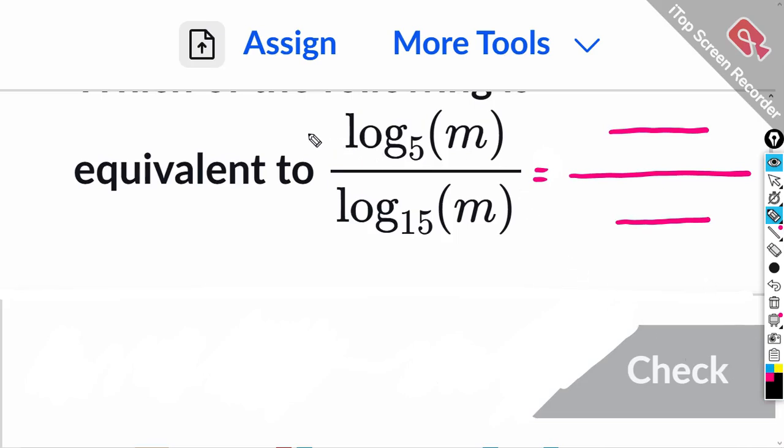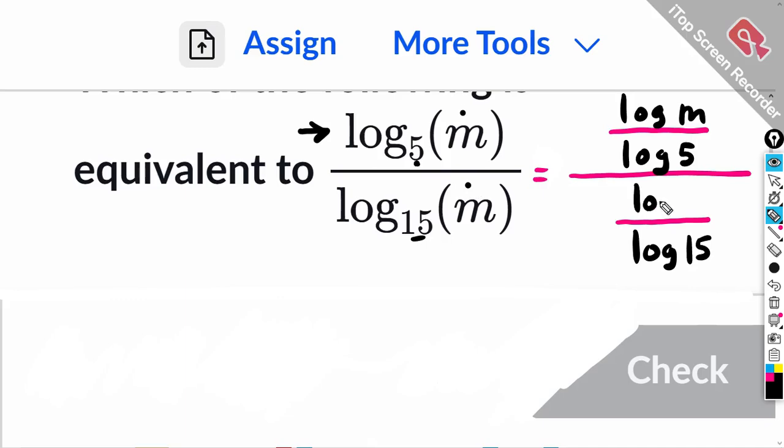All right, so for the numerator, log base 5 of m, we said the base goes on the bottom. So log of 5 goes on the bottom, and log of m goes in the numerator. All right, and same with the denominator here. The base goes on the bottom, so log of 15 goes on the bottom, and log of m goes in the numerator.